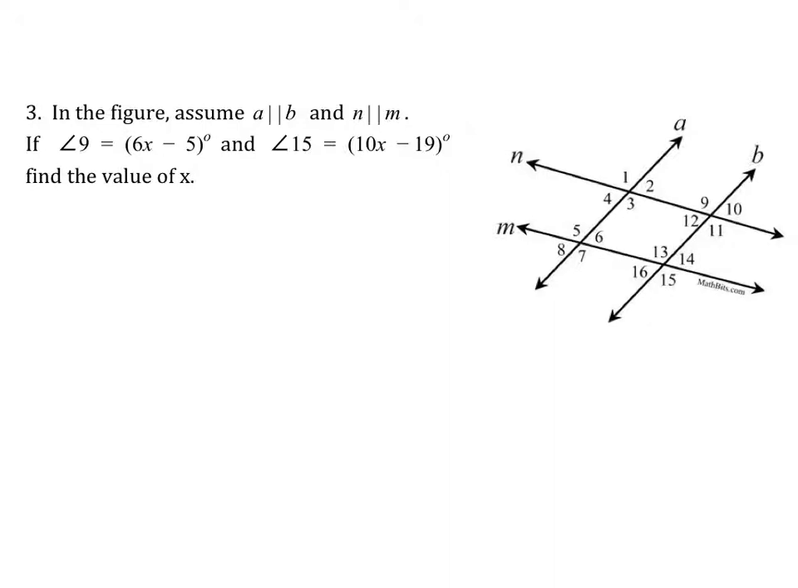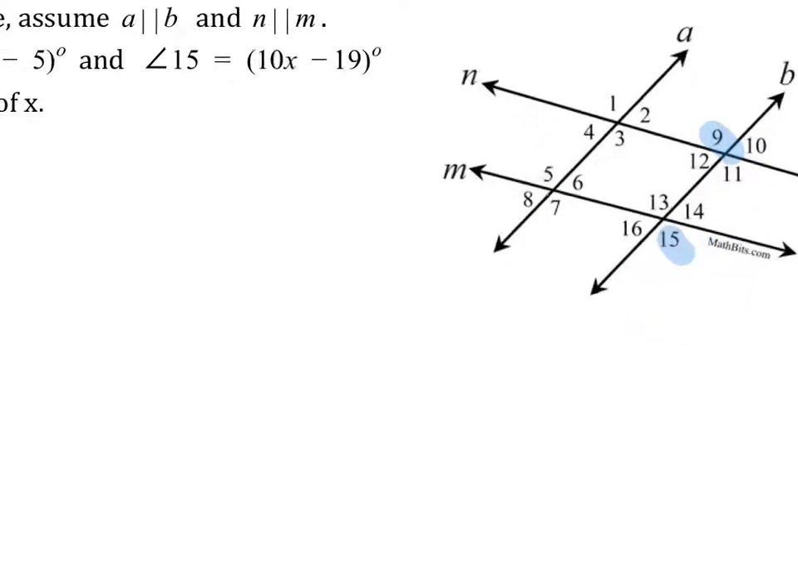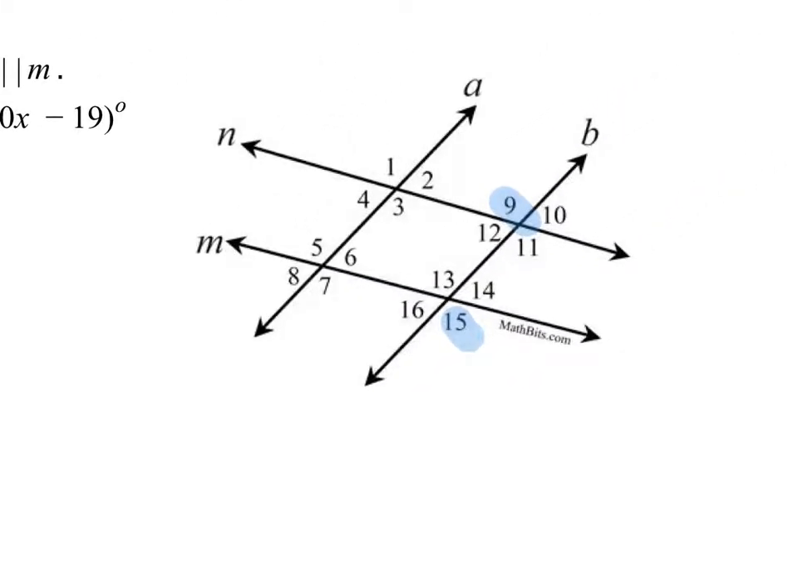Okay, this says, in the figure, assume that A and B are parallel and lines N and M are parallel. So that's going to be important for us in determining these angle relationships. So they tell us the values for angle 9, which is right here, and angle 15. Now, if you look at these pictures, what we have is a transversal cutting two parallel lines. So we actually don't even need that other half of the figure.